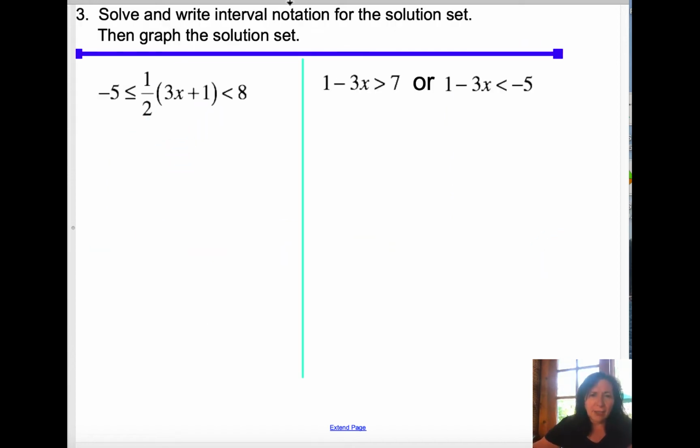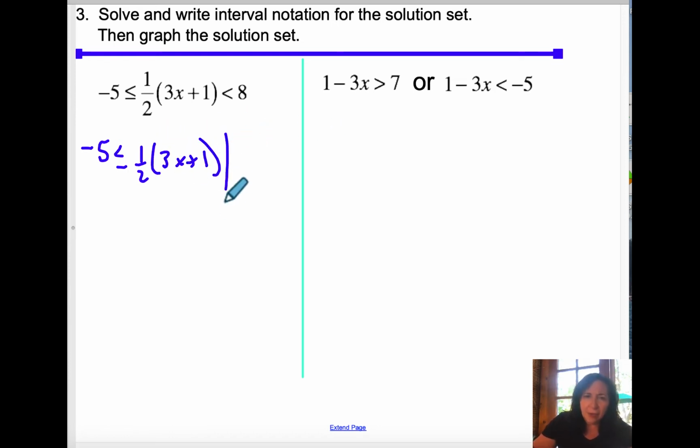So for this problem, actually, you were supposed to write this in interval notation as well. I'm asking you to solve and write this in interval notation. So two things. Number one, this is an AND equation, okay? This equation is an OR. It's either this side or this side. Whereas an AND equation is like the entire part in the middle, okay? So we're going to split this up like this, and I'm going to have two equations. So I'm going to say -5 is less than or equal to 1/2 times 3x plus 1. And then my other side of the equation is going to be 1/2 of 3x plus 1 is less than 8.